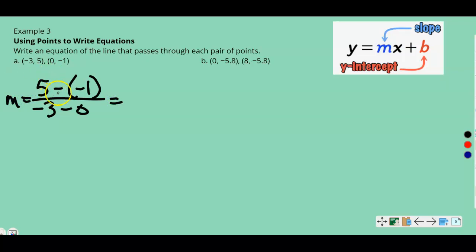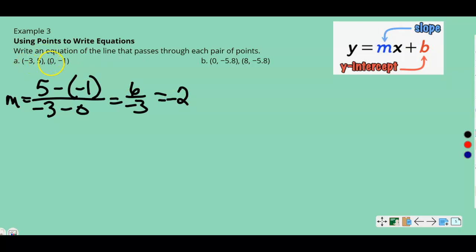So 5 minus negative 1 is 5 plus 1, or 6. 6 over negative 3. Negative 3 minus 0 is just negative 3. 6 is larger than 3, so we know 6 divided by 3 is 2. So 6 divided by negative 3 is negative 2. So that is my slope for part A. And now we need a y-intercept.